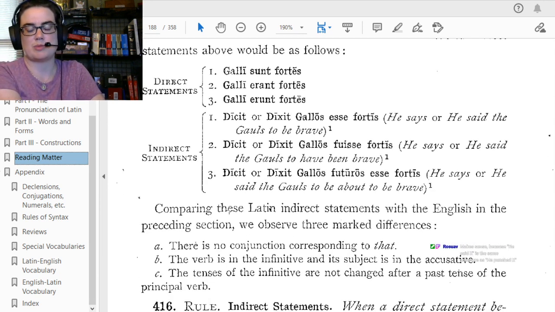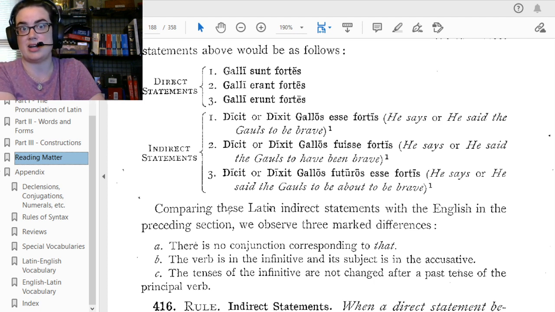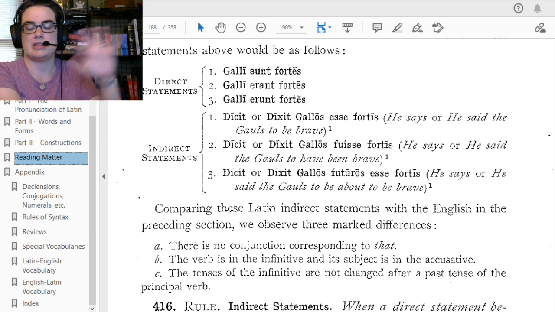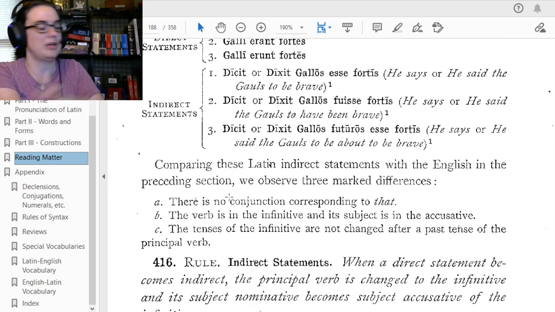But remember, especially if you're composing English to Latin, there's no conjunction corresponding to that. Do not use a conjunction like that in your indirect statement. That will make no sense. The verb is in the infinitive, subject in the accusative. The tenses of the infinitive are not changed after past tense of the principal verb. You just use the same tense of the infinitive that the direct clause would be in.